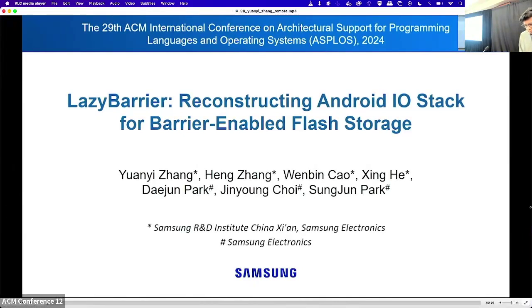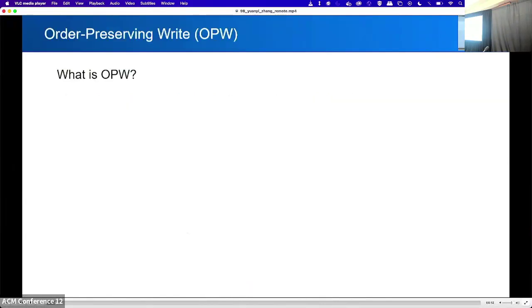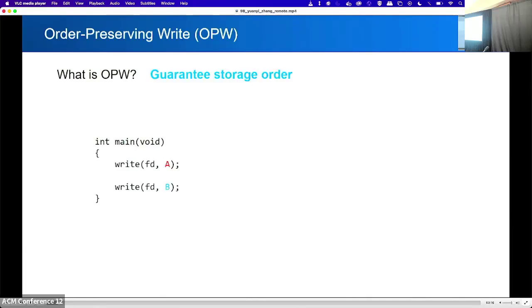Hi, I'm Yuan Zhang, and I will present our work, Lazy Barrier, which is about achieving order-preserving write. This is work from Samsung Electronics. So what is order-preserving write, or OPW? Briefly speaking, OPW can guarantee the storage order. Before giving a more accurate definition, let's see an example.